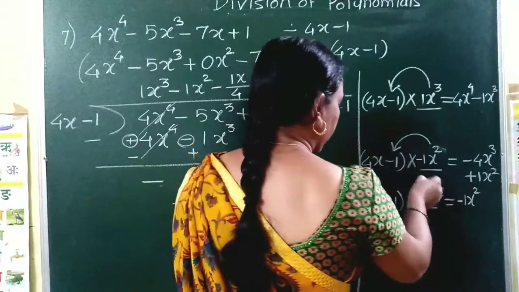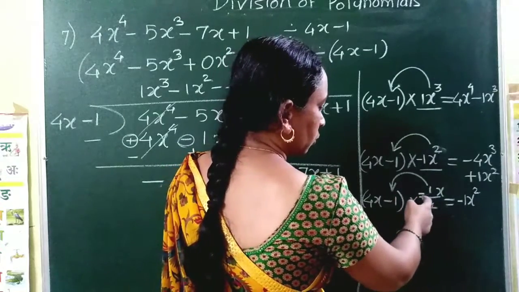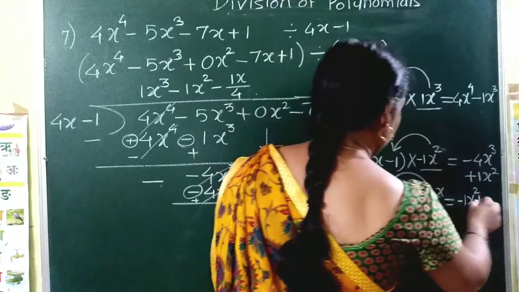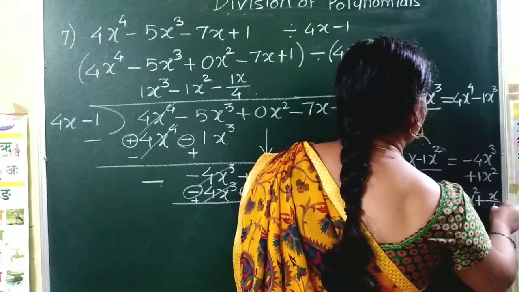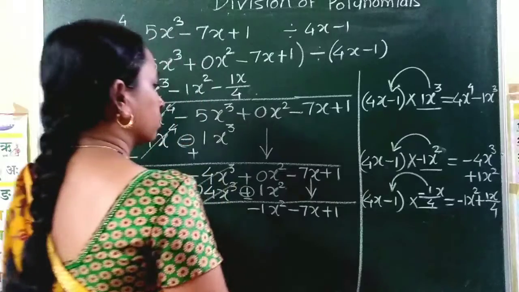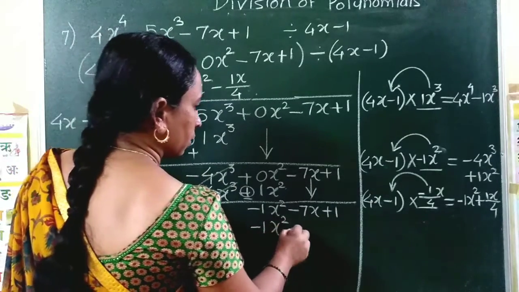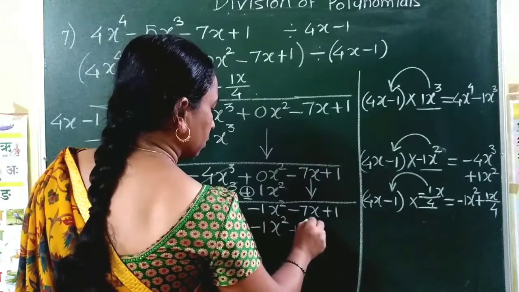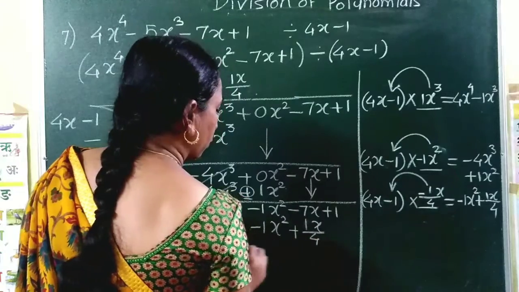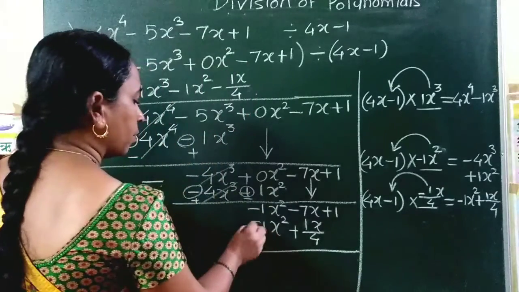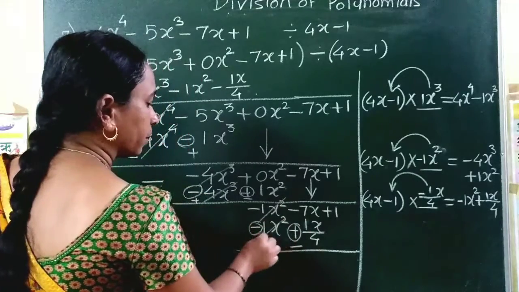So here we did not find out the product, so we will find out the product first. So remaining terms, minus minus it would be plus 1 ones are 1, x upon 4. So product I'll write here, minus 1x square plus 1x upon 4, and minus sign will change into plus, plus sign will change into minus. First term will be cancelled.